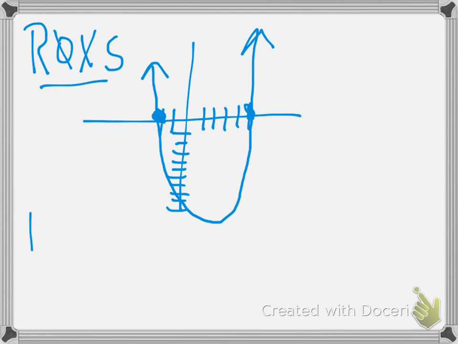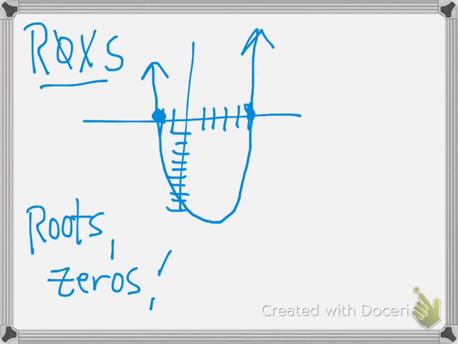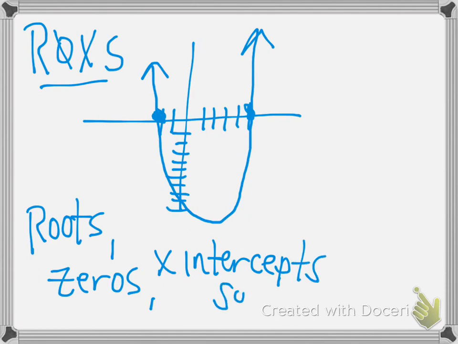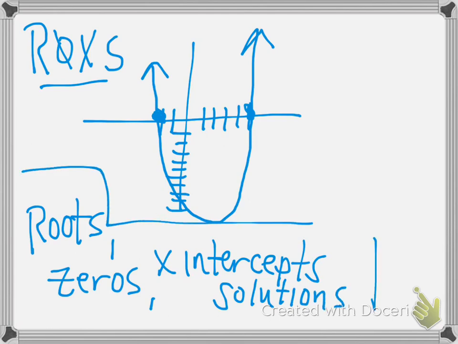Now here's the deal. The R stands for roots. The 0 stands for zeros. The X stands for x-intercepts. And the S stands for solutions. So anytime you get a problem, these words kind of all mean the same exact thing. These are all x-intercepts. Roots are also x-intercepts. So questions can say, find the roots, and it just means find the x-intercepts. Or it can say, find the zeros, and it just means find the x-intercepts. Or find the x-intercepts, or find the solutions. It all means the same thing. Okay, next problem.